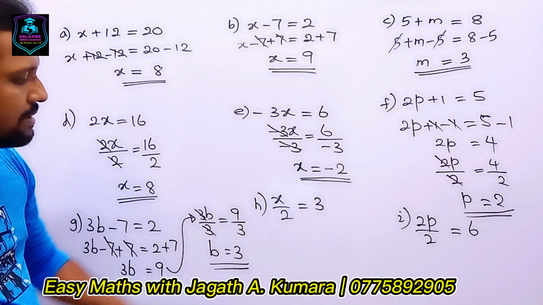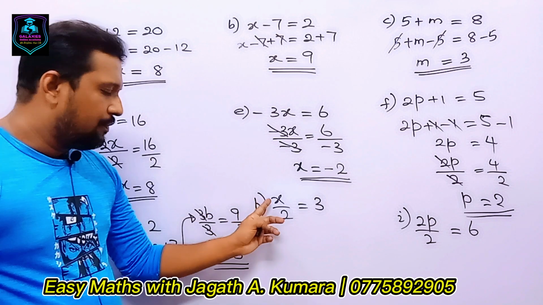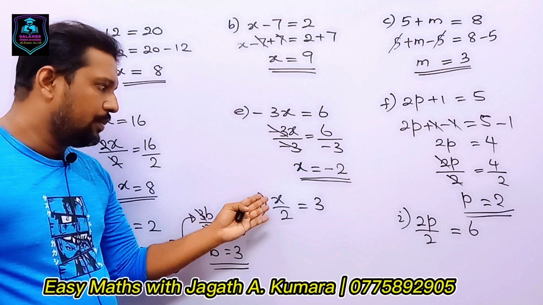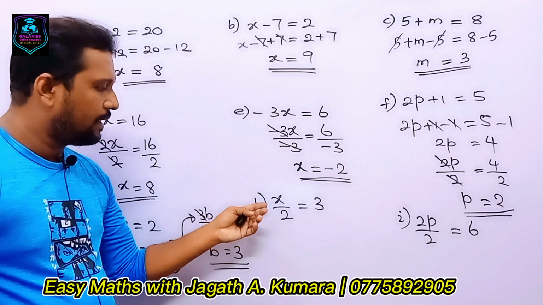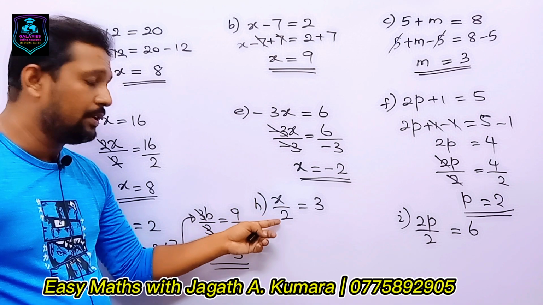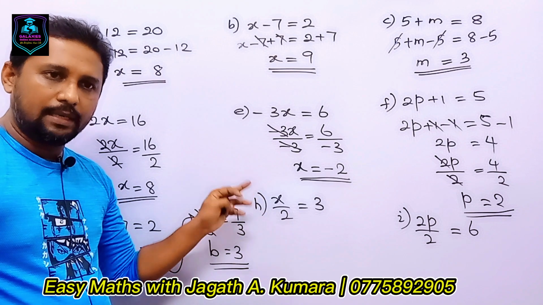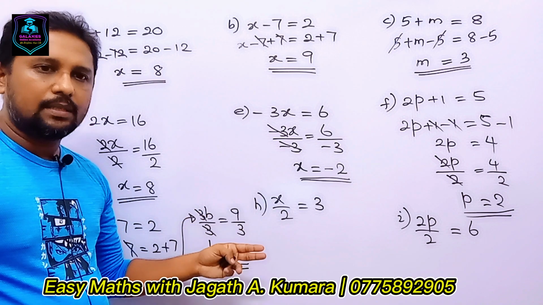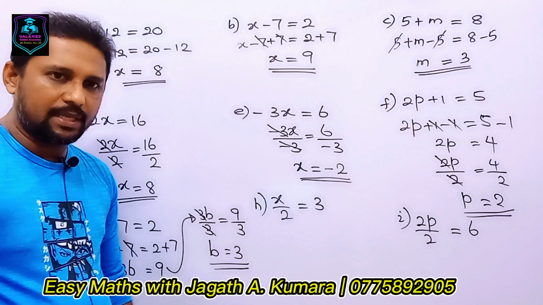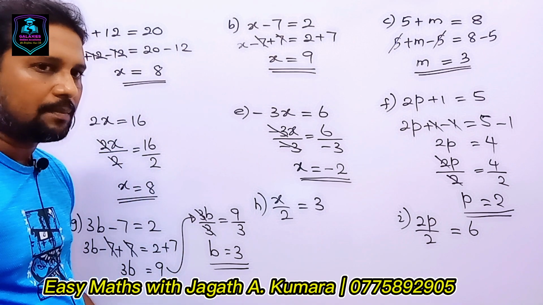Right. Then look at part h. We want to solve this one. Solve means you have to find the value of x. Then this side also contains 2. You have to remove 2. 2 and x connect with division. To remove it, you have to do the opposite mathematical operation. So on both sides you have to multiply by 2.